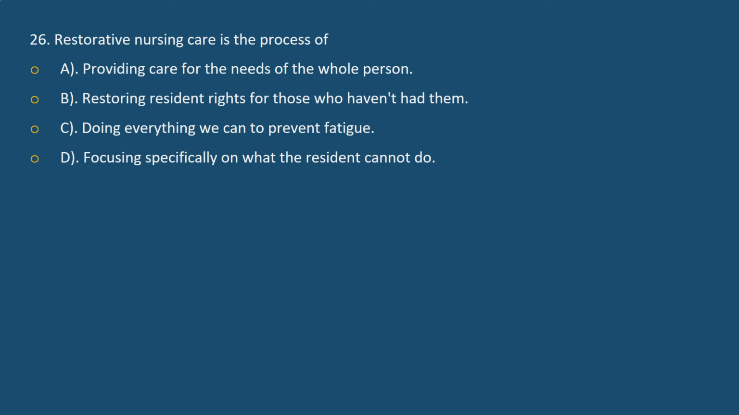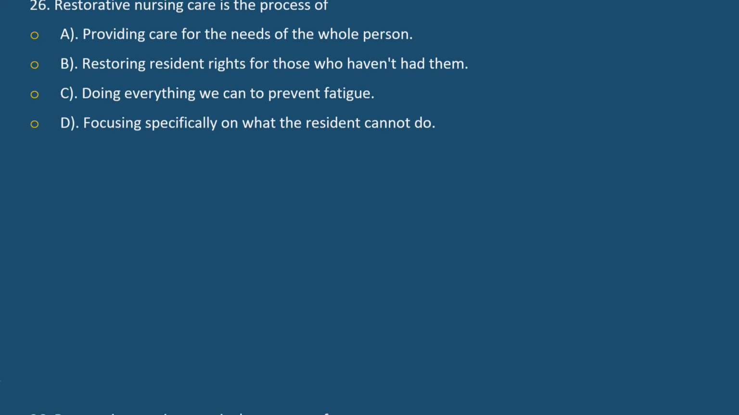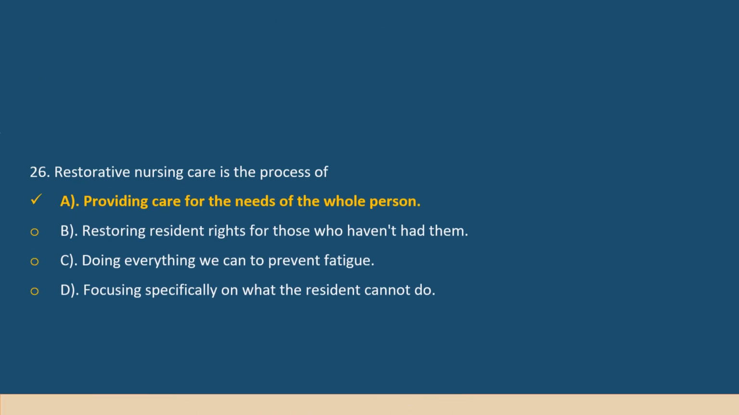Question 26. Restorative nursing care is the process of: A. Providing care for the needs of the whole person. B. Restoring rest and brains for those who haven't had them. C. Doing everything we can to prevent fatigue. D. Focusing specifically on what the resident cannot do.